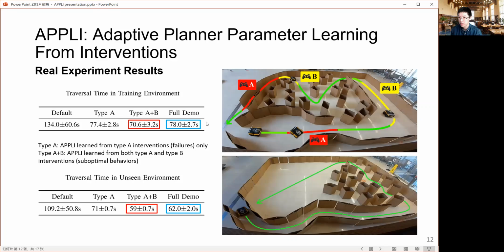However, we can see APPLI with A and B is even better than APPLI learning from 4 demonstrations. So why is that the case? Because the actual demonstrations collected in the green here are where the robot already performs pretty well. In that case, the human demonstrations are unnecessary and they may be suboptimal. And in that case, they will harm the performance of APPLI.